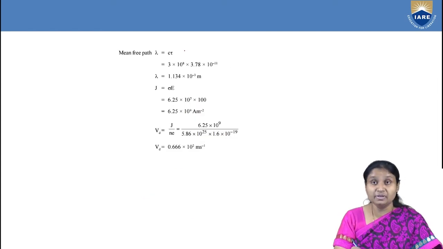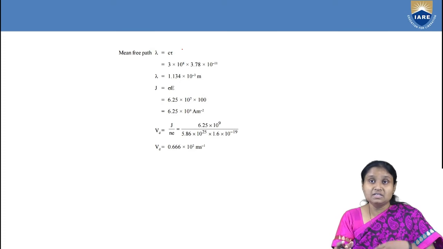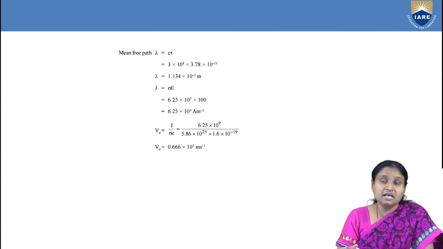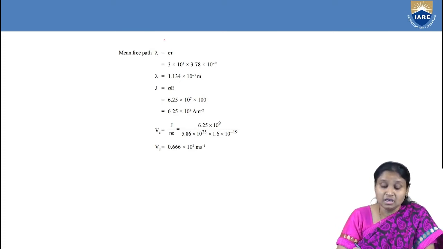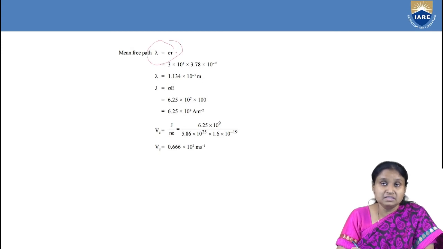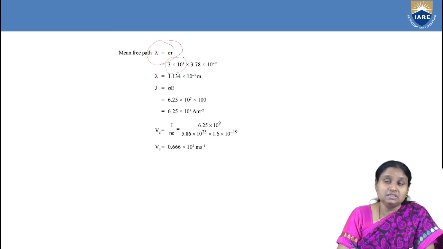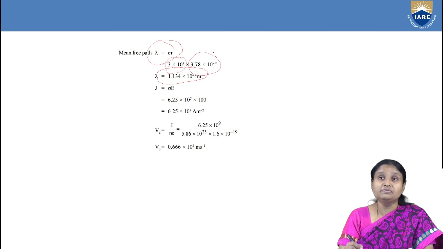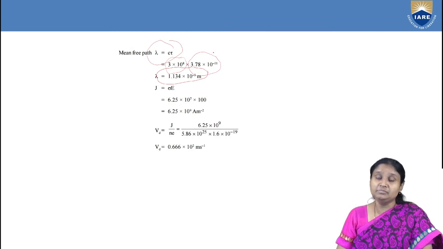And we need to find the free path. We know that there is a relation between free path and the mean collision time. So mean free path is taken as the product of c, which is the velocity, into tau. Tau is the mean collision time, and we know that velocity is 3 into 10 power of 8 meters per second, and just now we have calculated relaxation time. If we simplify, mean free path comes out to be 1.134 into 10 power of minus 3 meters.